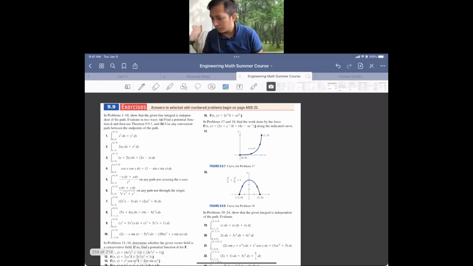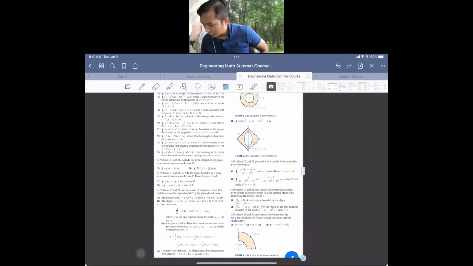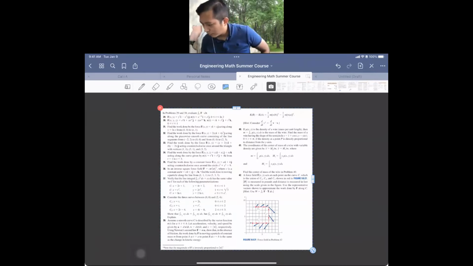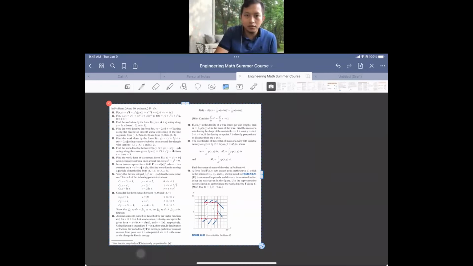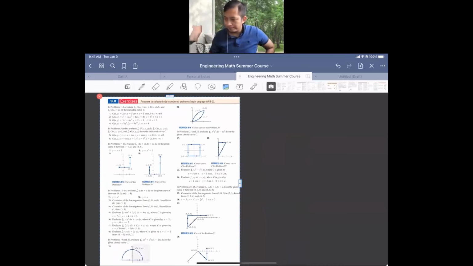Oh, maybe before this, I forgot. This is 9.9. This is what? I think this is Green's Theorem. Oh yeah, I think this one first. This one is 9.8, but we have two sections. 9.7, no, 9.8. Okay, I think we can start from here.